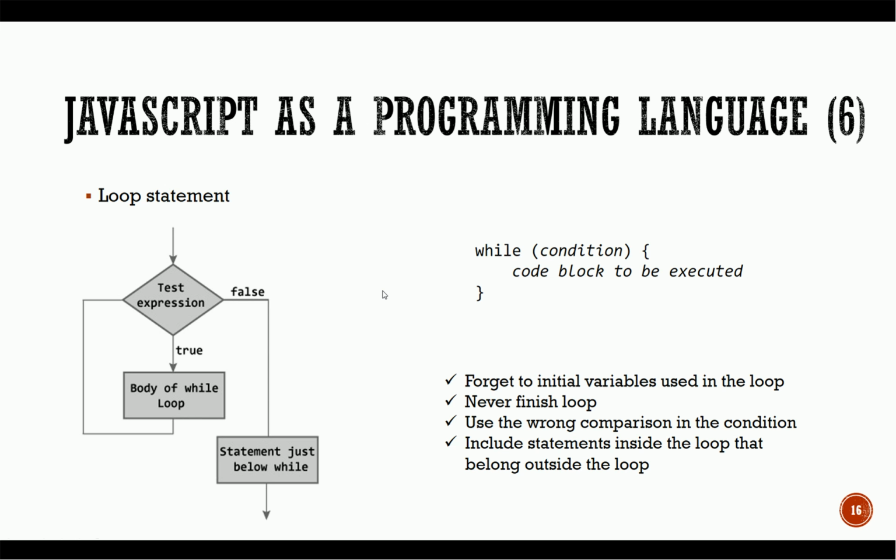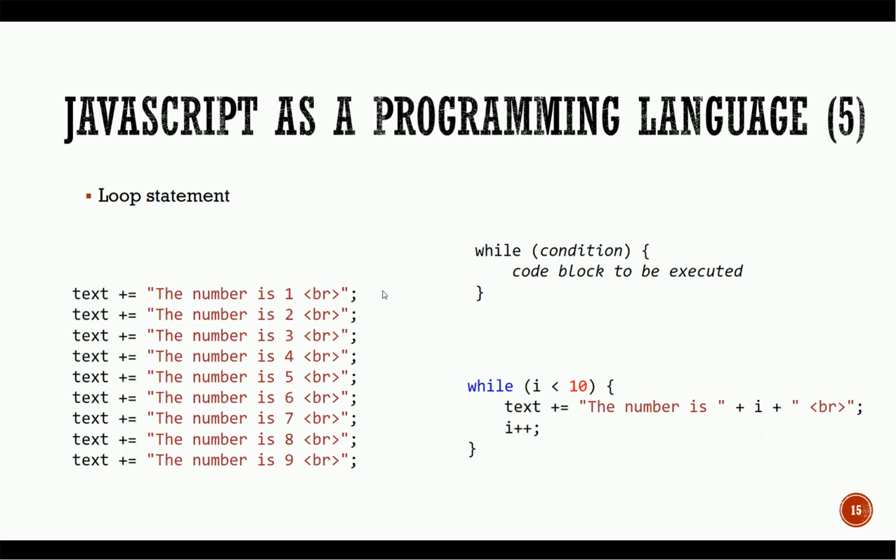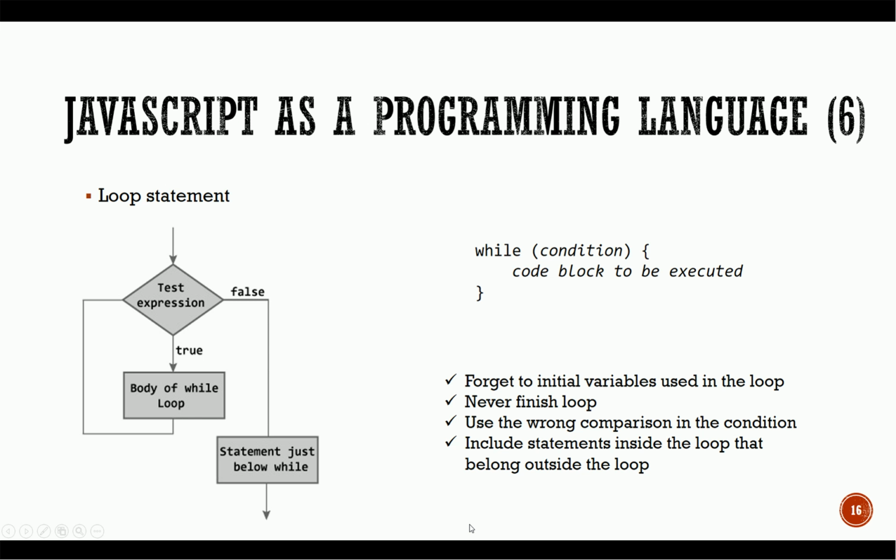The second thing is, look at this example. If we don't increase the counter, the i variable, then the loop will run forever and it will not execute any code after this. This is the problem of a never-finished loop, and it can also be caused by using the wrong comparison in the condition. So this is critical, and we need to look carefully at that.